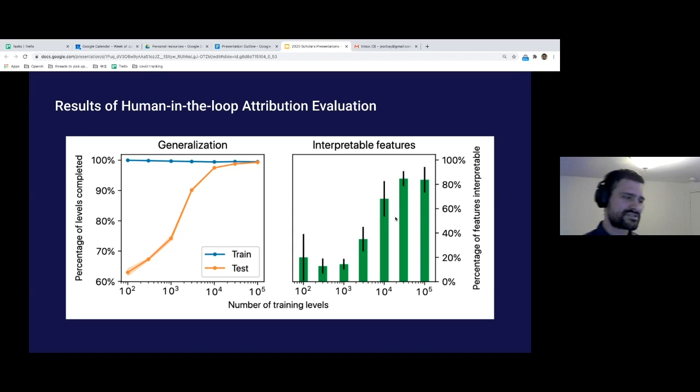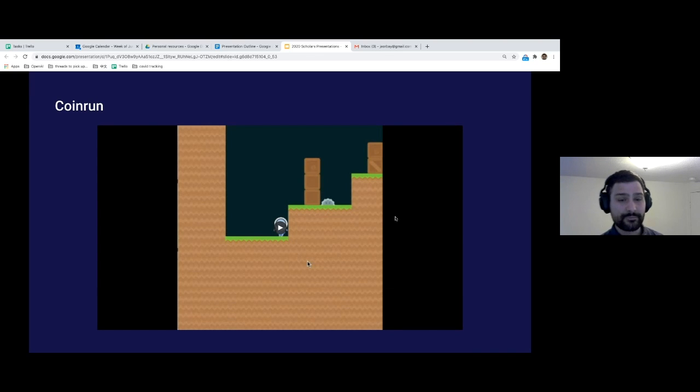I'd like to make a definition for interpretability that's algorithmic, that a computer can use, so that we don't have to have a human in the loop to test this idea of interpretability. This will help us scale up experimenting. So let's first start off by breaking down the tools used in this previous experiment. The two in particular will be coin run and attribution.